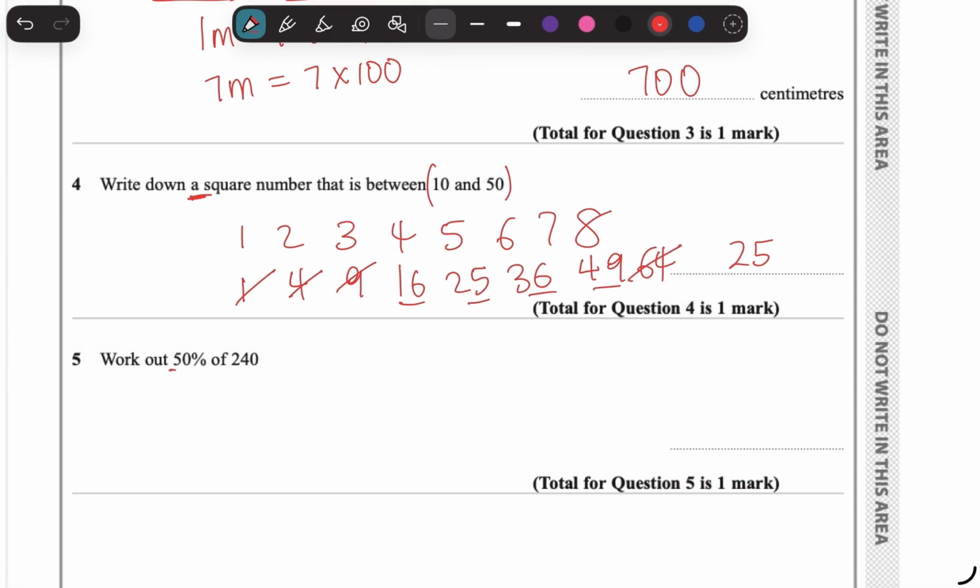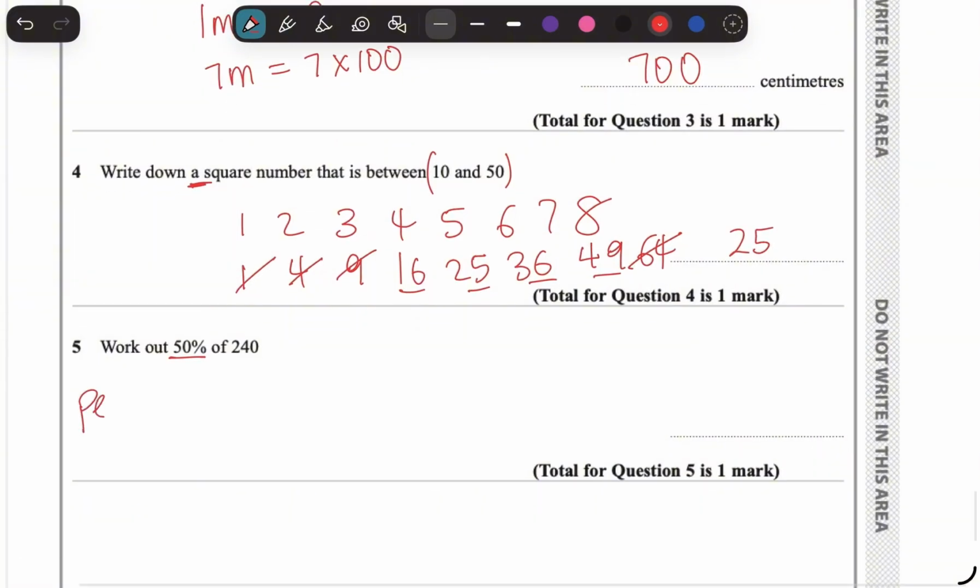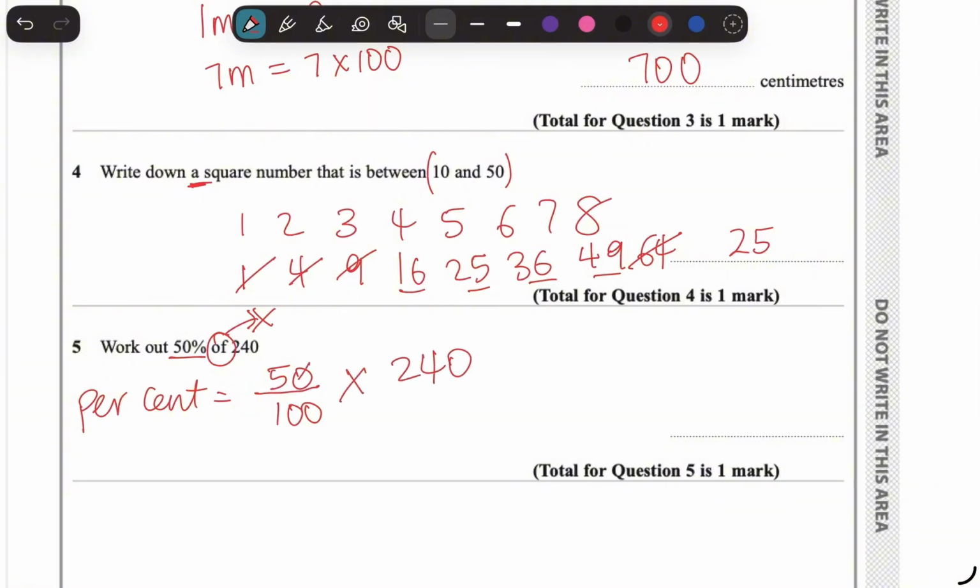So 50%, we know that percent literally translates to over 100. So 50 over 100, of means times. So times 240. And if we just cancel out the zeros here, 24 times 5. 5 times 4 is 20, so write 0 and take your 2 to the side. And then 5 times 2 is 10. 10 plus 2 is 12, so 120. And your answer is 120.